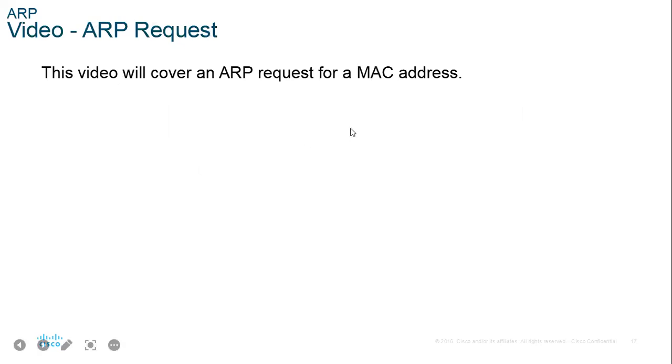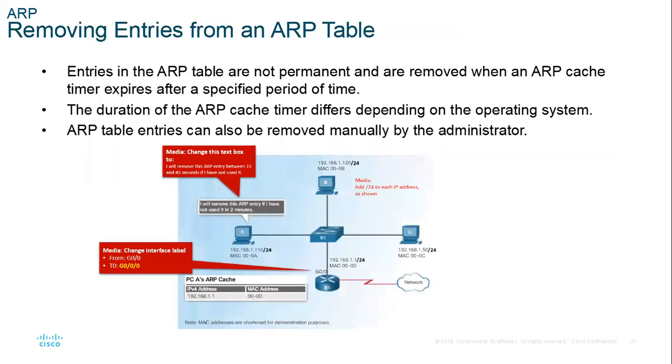There's a video that explains ARP request for a MAC address. It's on the Cisco LMS. Quite some videos there.